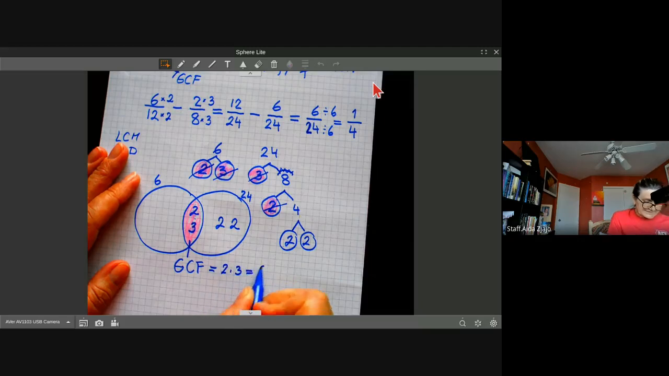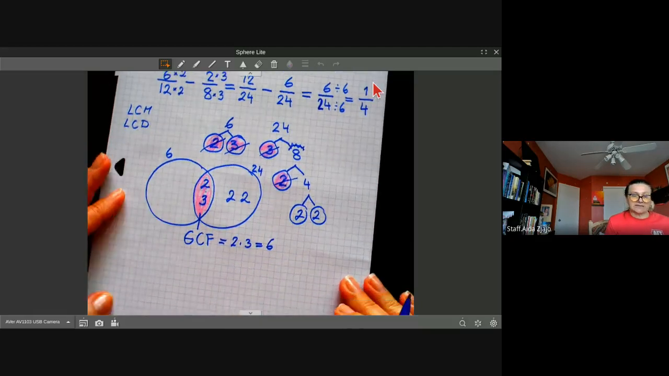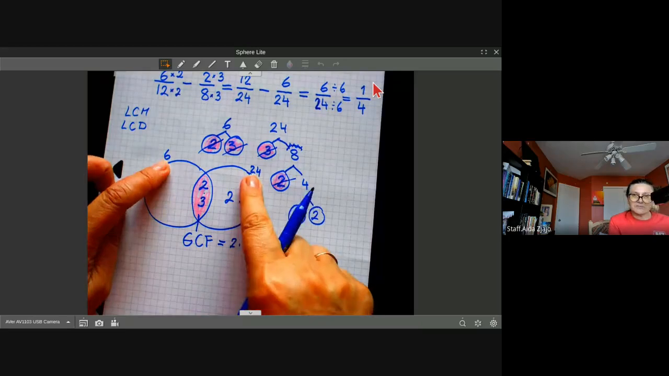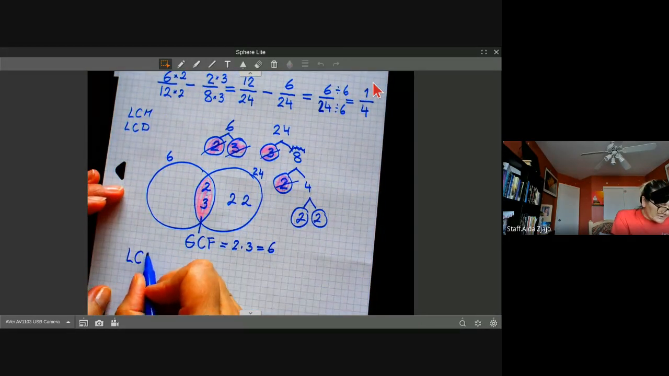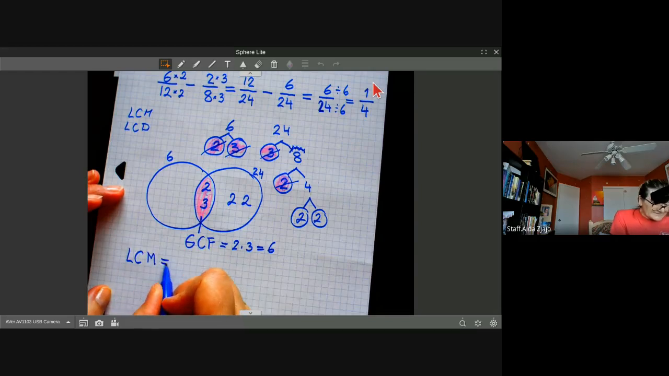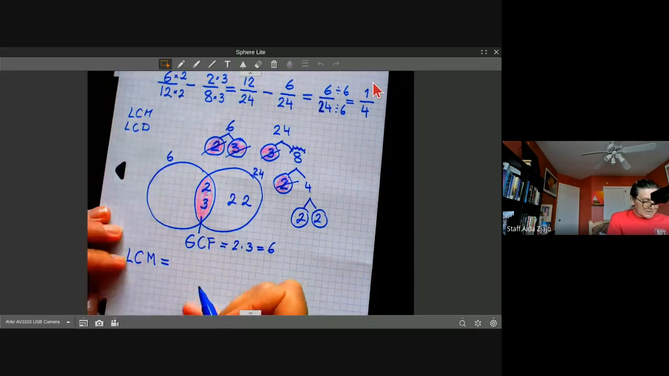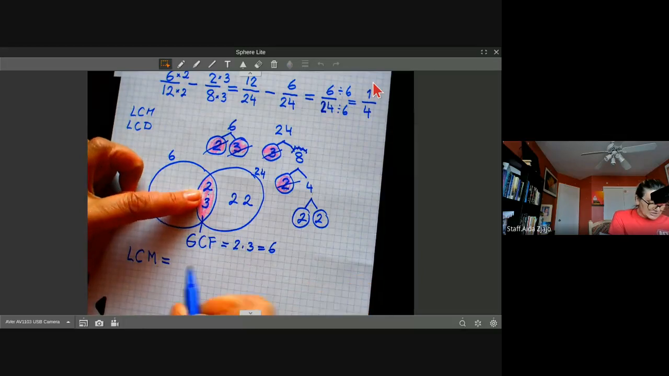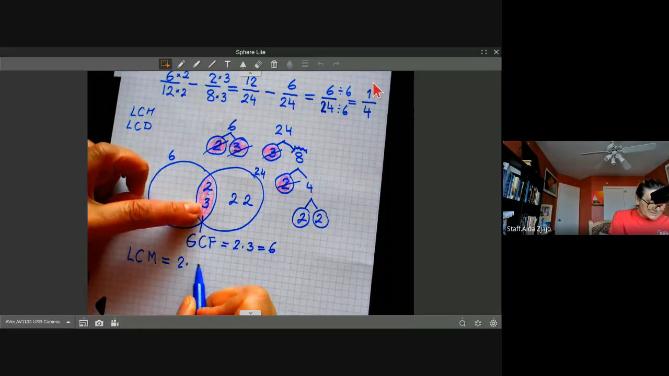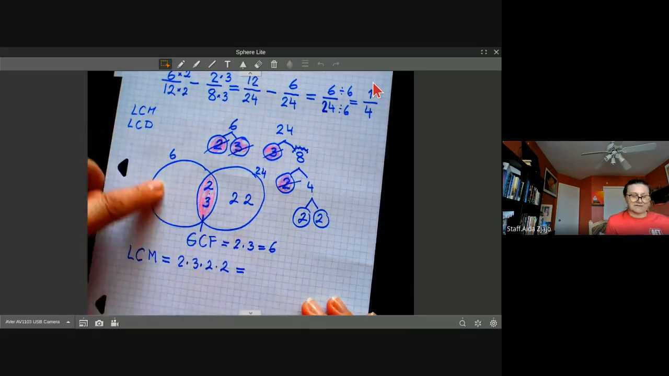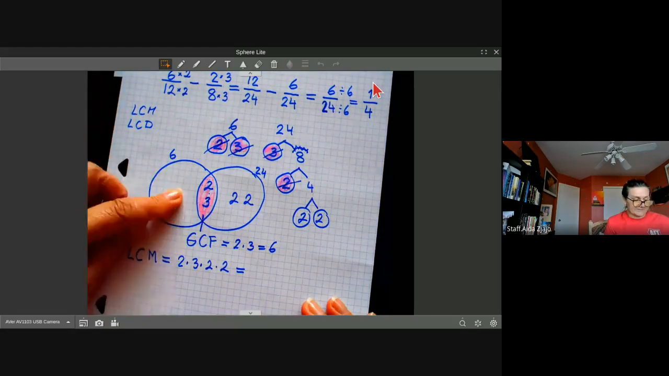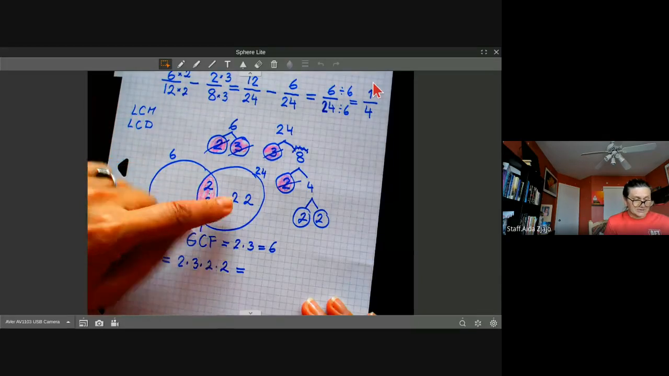That's a 6. But in case you need the least common denominator, or least common multiple, of 6 and 24, you can see that it's actually 2 times 3 times 2 times 2. Every number in both circles. In this one, we didn't have any left, but we have 2 and 3 and 2 and 2.